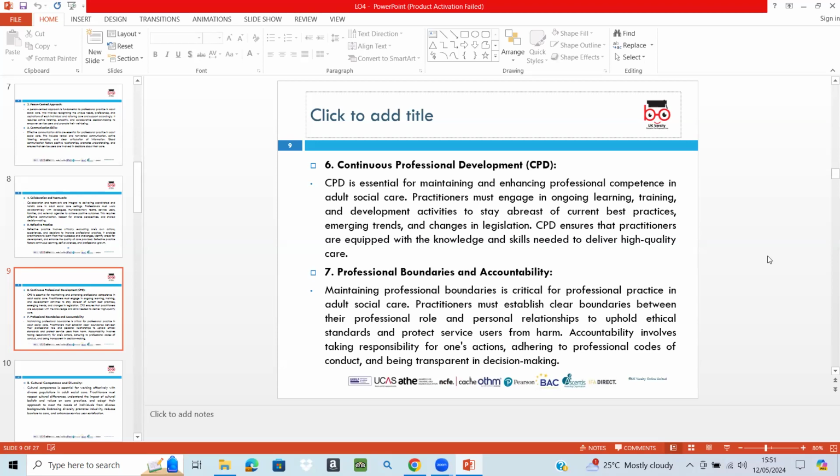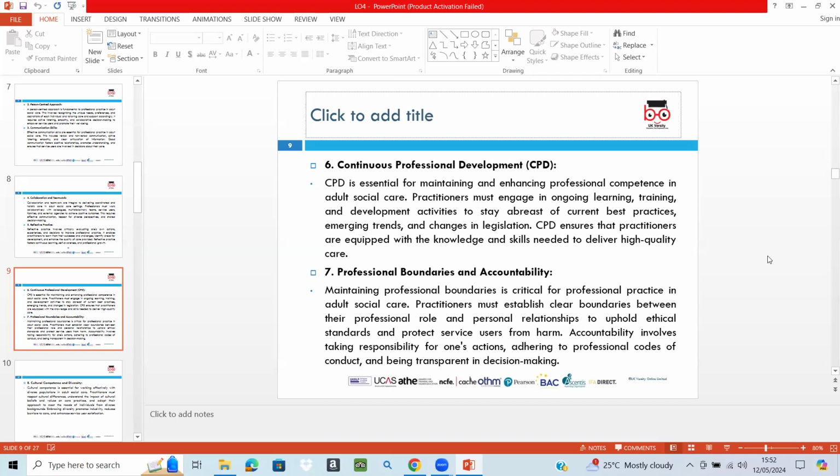For example, a social care worker participates in CPD activities by attending workshops on mental health awareness, communication skills training, and cultural competency. Through these learning opportunities, the social care worker gains insight into addressing diverse needs, improving communication with service users, and enhancing their understanding of mental health issues. The knowledge and skills acquired through CPD empower the social care worker to provide more effective and person-centered care to individuals in their care. Then we have to discuss professional boundaries and accountability.